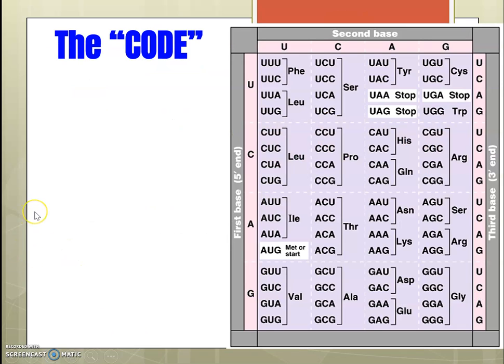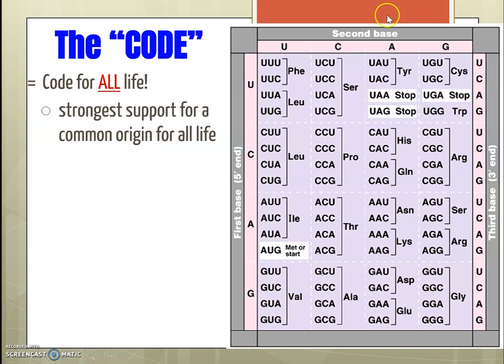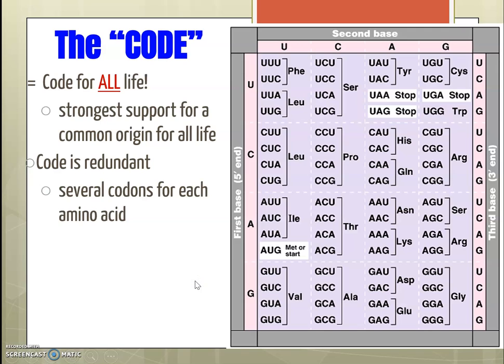Okay, so this is the code. This is our codon chart to see whenever you get your DNA sequence and then your mRNA sequence, you can match up your codons to the specific amino acid. Okay, so it codes for all of life. This chart right here codes for all of life. It's redundant because there are several codons for each amino acid. You can see all the different codons for the different amino acids. The 3 letters to the side are just the abbreviations for those amino acids.